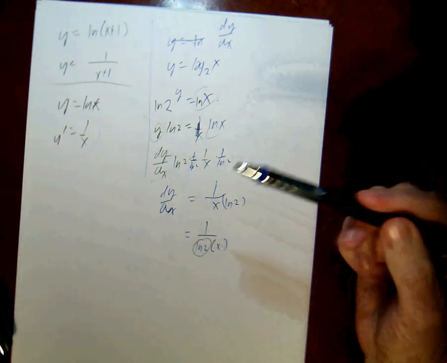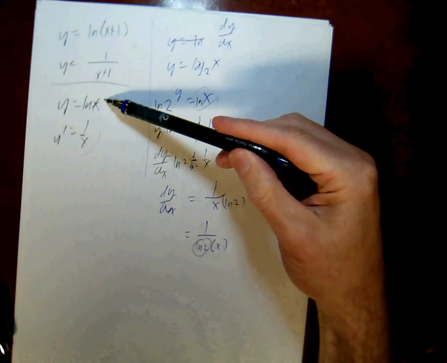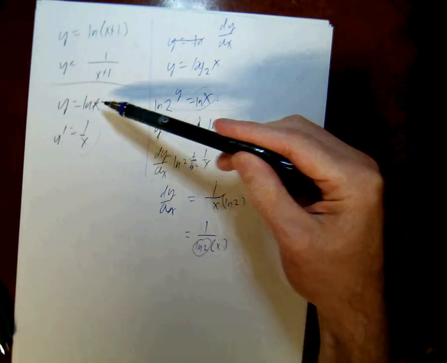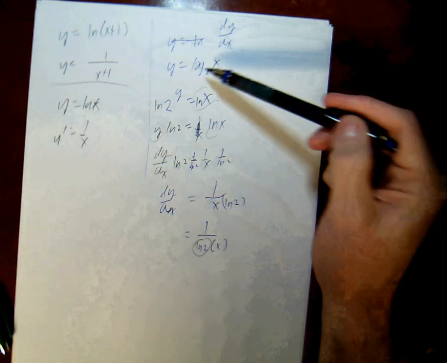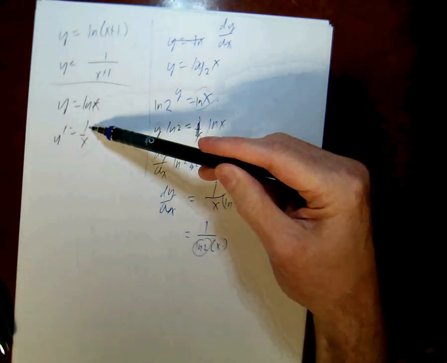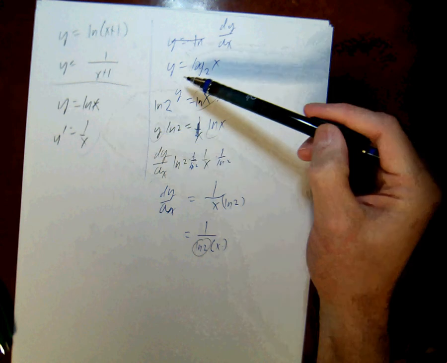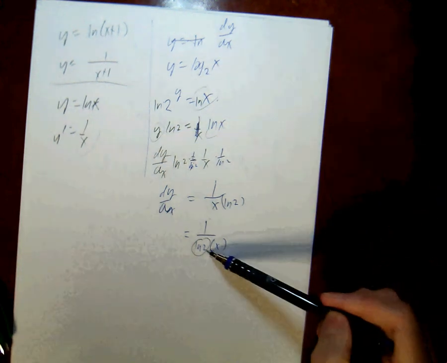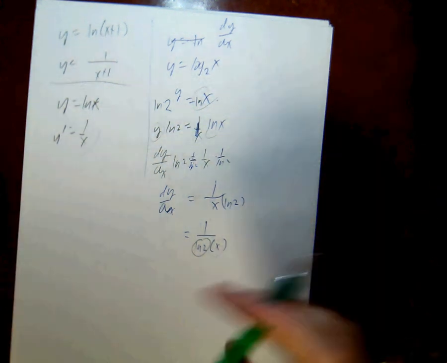How you take the derivative of log base 2 is the exact same way you take the derivative of natural log. You do 1 over stuff times the derivative of stuff. The difference is you're going to have an adjustment. So, example.